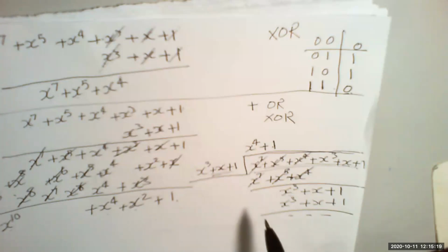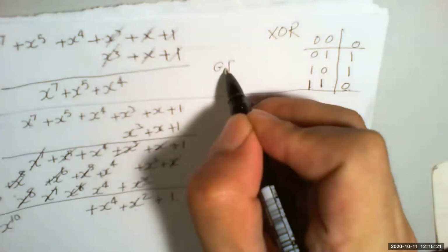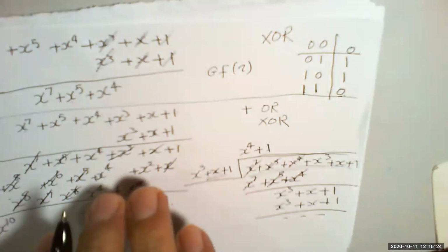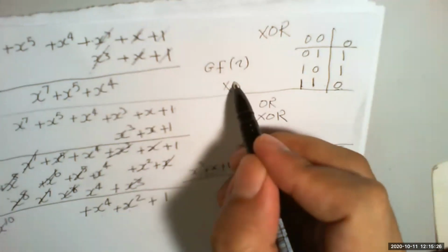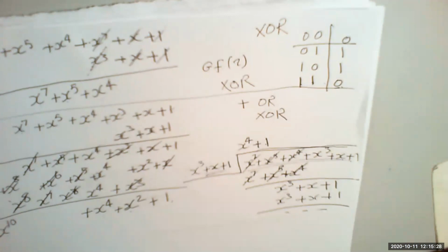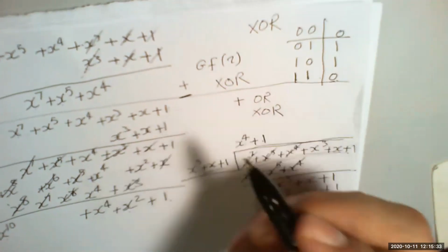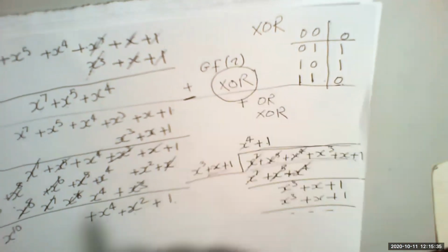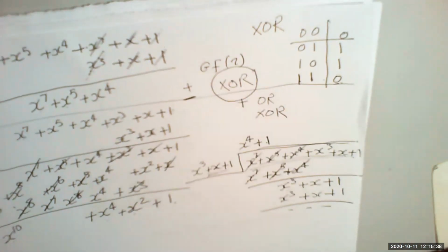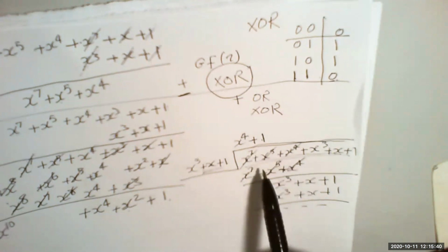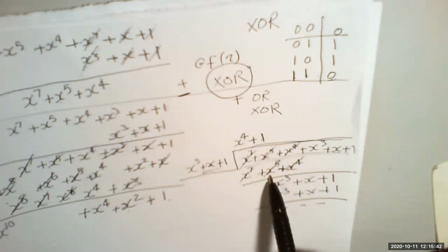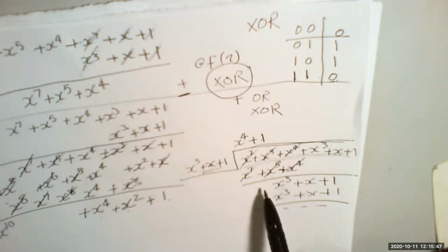Yes, but just because we are working in GF of 2. In GF of 2, we do operations with the XOR operation. Addition and subtraction have the same effect as XOR. So whether I added here or subtracted, they have the same result. They are XOR. Okay? No problem?